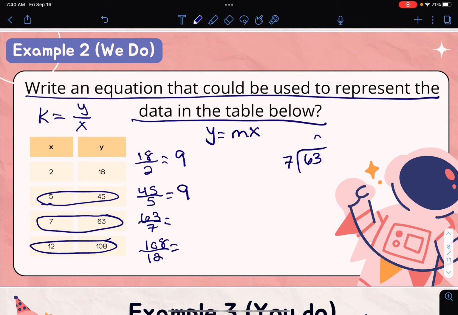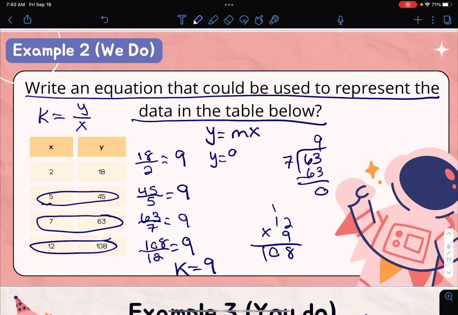7 goes into 63 9 times. 9 times 7 is 63. So that's 0. Okay? And then 108 divided by 12. I'm going to check if 12 times 9 gives me 108. 9 times 2 is 18. 9 times 1 is 9 plus 1 is 10. Yes, that worked. So that means my constant, k, equals 9. So my equation is going to be y equals 9x.